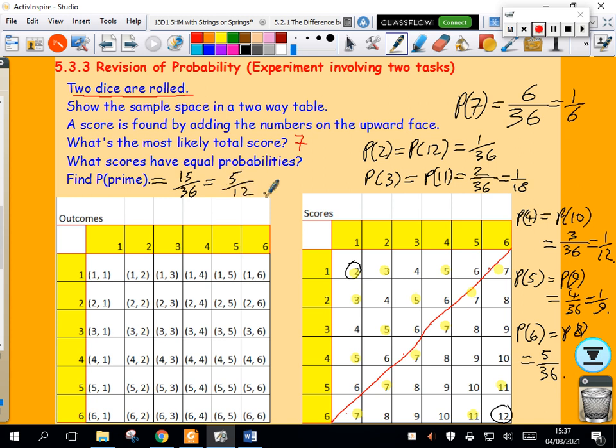Okay, so anytime we have 2 tasks, we can draw a two-way table. If there are 2 tasks, we can draw a two-way table. Roll a die, toss a coin, you can draw a two-way table. You could draw a tree diagram as well, but it would be messy here. There's just too much going on. Okay, so practice 2 tasks.